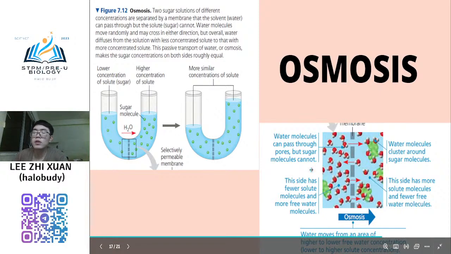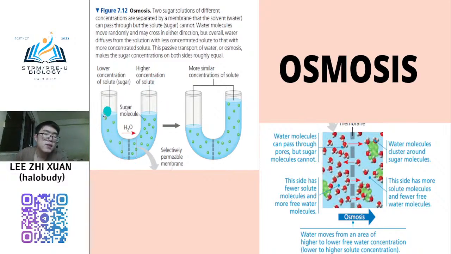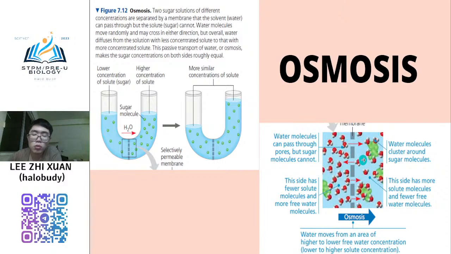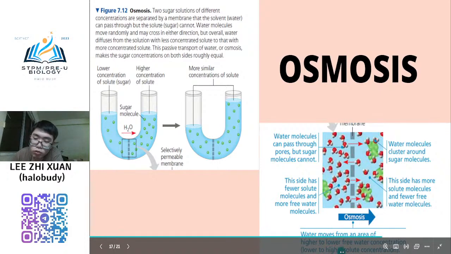Same as simple diffusion. I think you all know this famous picture. You see that there are two different solutions: the left hand side is low concentration and the right hand side is high concentration of sugar. So the left side contains more water, and the water will diffuse from the left hand side to the right hand side, down its concentration gradient. After a certain time, you will see that the right hand side tube is much higher, because more water has diffused through this membrane. So water moves from an area of high to lower free water concentration.